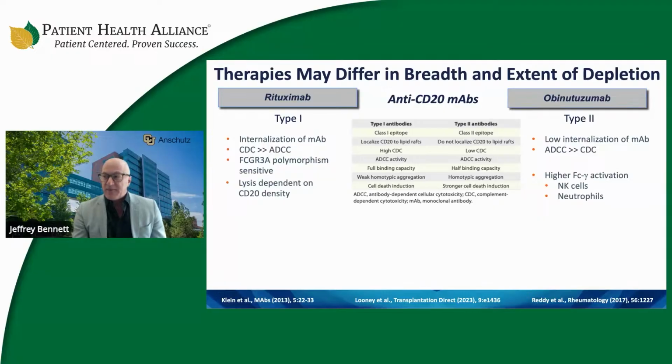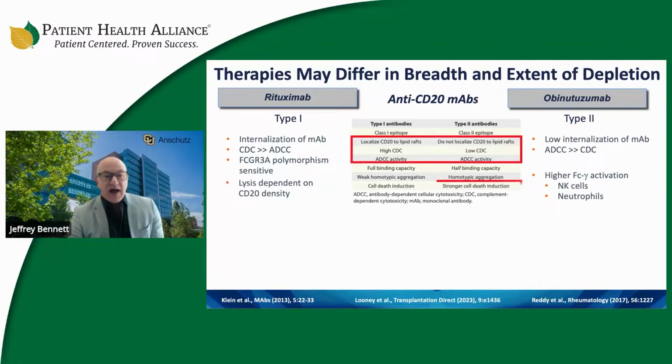Similarly, inebilizumab, which drives B cell lysis through antibody-dependent cell-mediated cytotoxicity, may have improved effects in depleting lymph node-resident B cells. Here's a comparison of two anti-CD20 monoclonal antibodies, rituximab and obinutuzumab, which have distinct epitopes, showing that obinutuzumab, which acts predominantly through antibody-dependent cell-mediated cytotoxicity, or ADCC, has a stronger cell death induced by targeted Fc gamma receptor activation of NK cells and neutrophils.